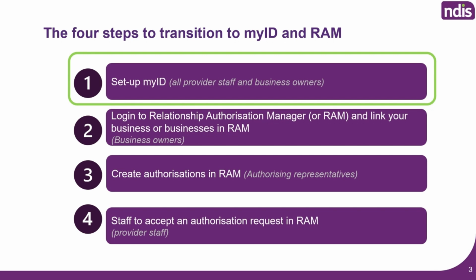There are four steps to transition to myID and RAM. Step 1, setting up myID. Step 2, logging into Relationship Authorisation Manager or RAM and linking your business or businesses in RAM. Step 3, creating authorizations in RAM. And step 4 is staff accepting authorization requests in RAM. In this session, I will focus on step 1, setting up myID.